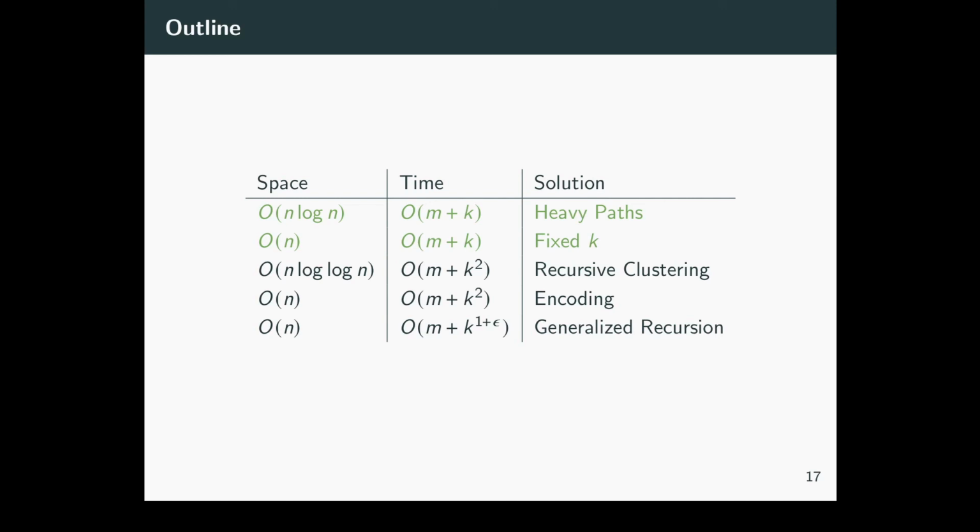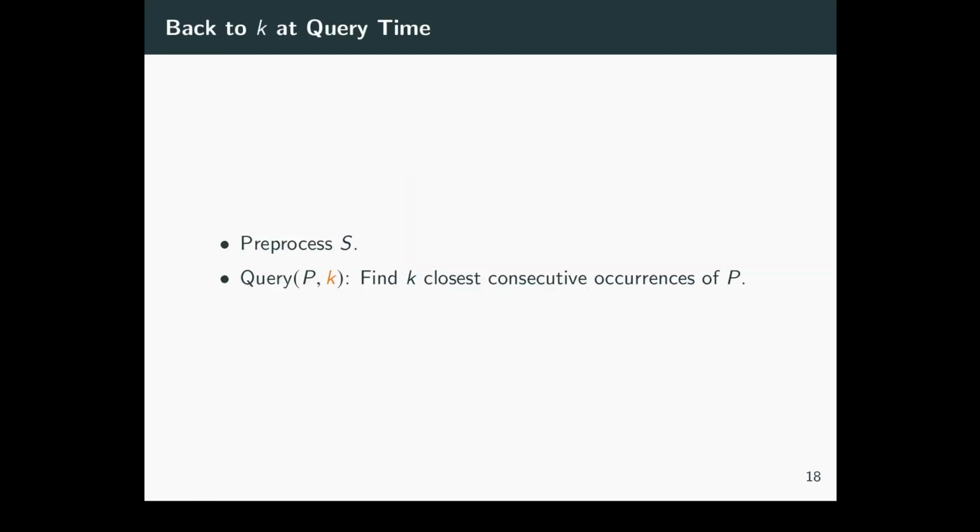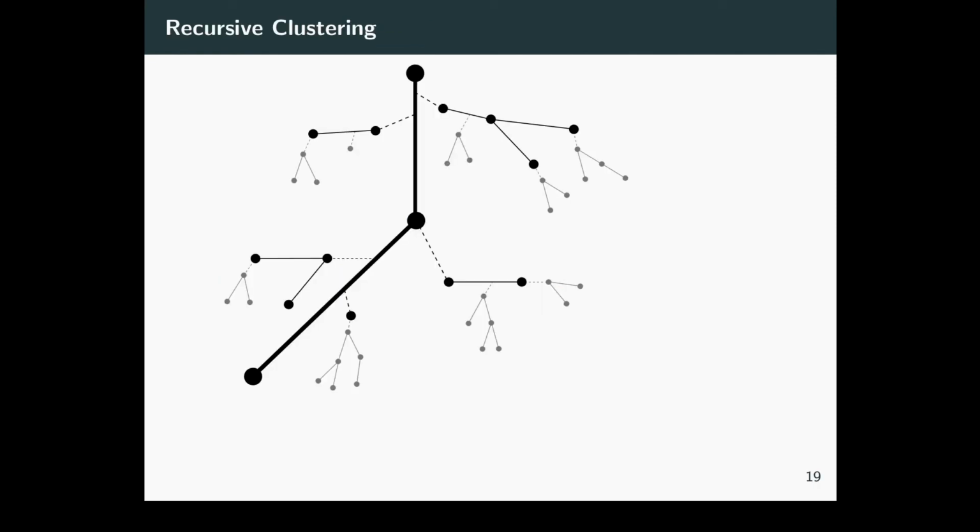Now we're going to move back to our original problem, and we're going to use this solution to solve it. So we're back at our original problem where we want to pre-process S, and now K is given at query time. So we're going to take our solution from before and we're going to apply it recursively.